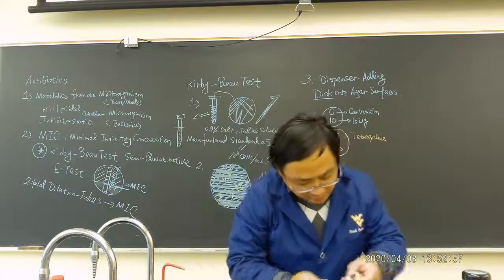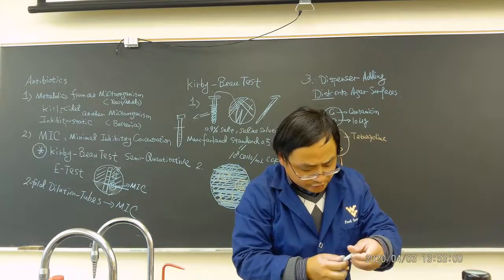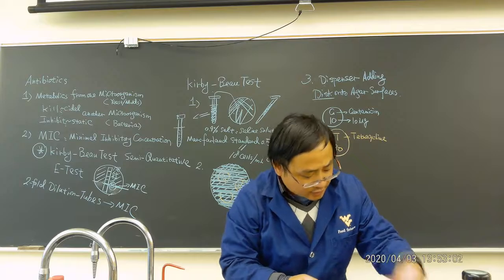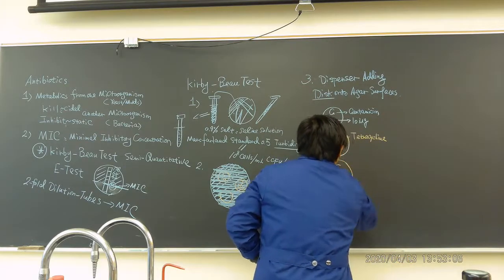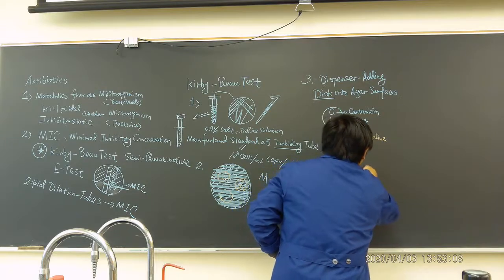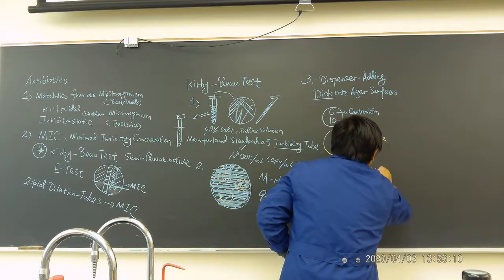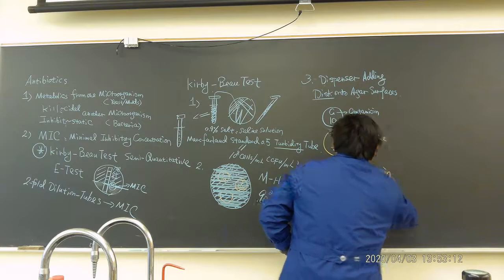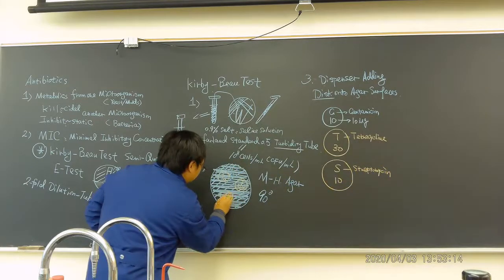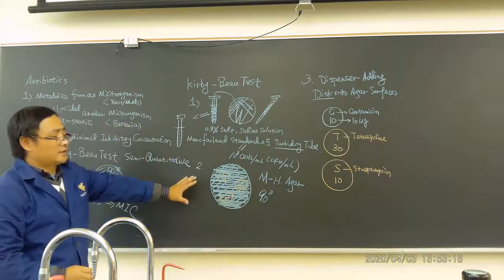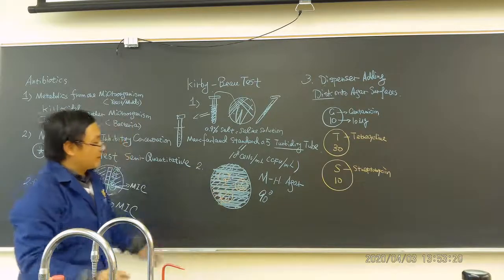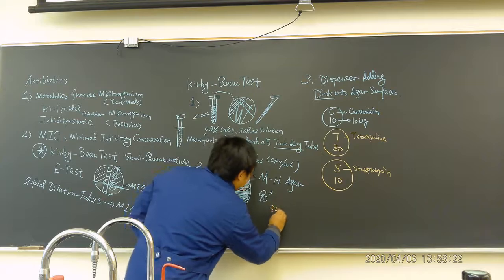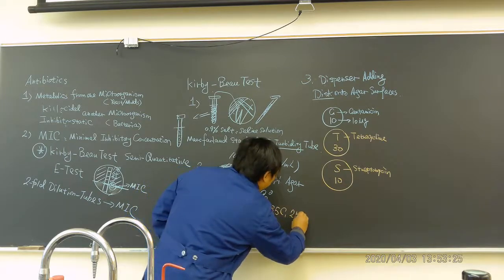Then another one I have is streptomycin. The concentration is also 10, so I have another one, S10. Okay, I put it there. Usually use forceps to press a little bit. We skip that one. Then we do 35 degrees Celsius, 24-hour incubation.